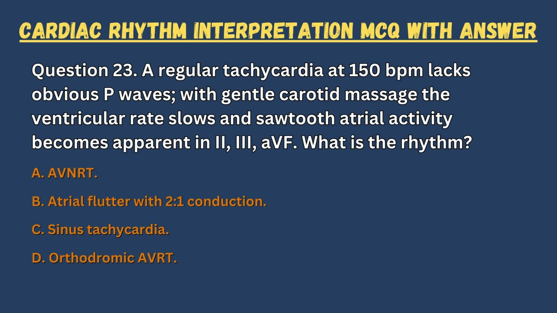Question 23. A regular tachycardia at 150 BPM lacks obvious P waves. With gentle carotid massage, the ventricular rate slows and sawtooth atrial activity becomes apparent in 2, 3, aVF. What is the rhythm? A. AVNRT. B. Atrial flutter with 2:1 conduction. C. Sinus tachycardia. D. Orthodromic AVRT.